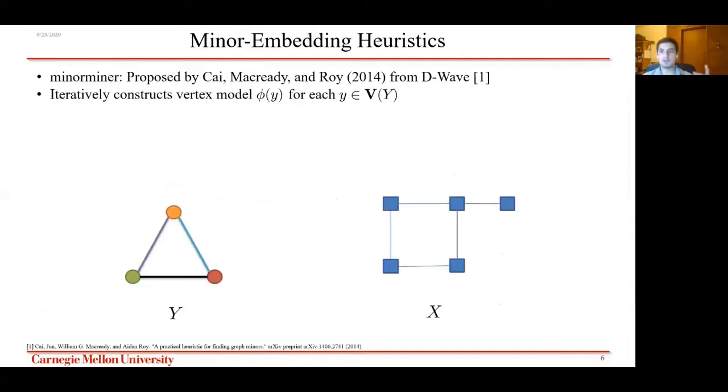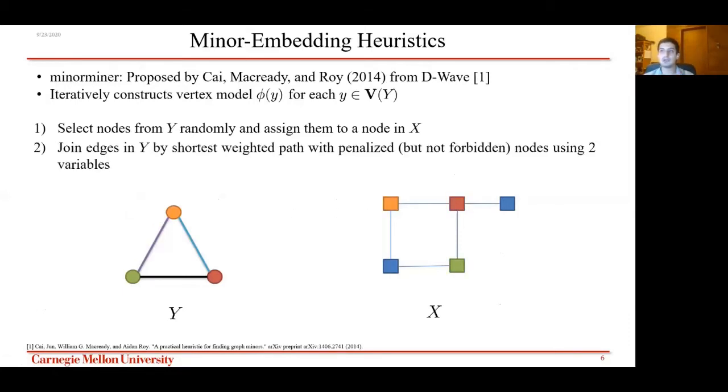So how is this problem solved? Through a heuristic proposed in 2014. Basically, you iteratively construct these vertex models, which are just the mappings of the problem variables into your hardware. And how do you do that? Let's say for this example, you randomly assign the nodes in your hardware, and then you start joining the edges by shortest weighted paths, where the weights are given for assigned or unassigned nodes.